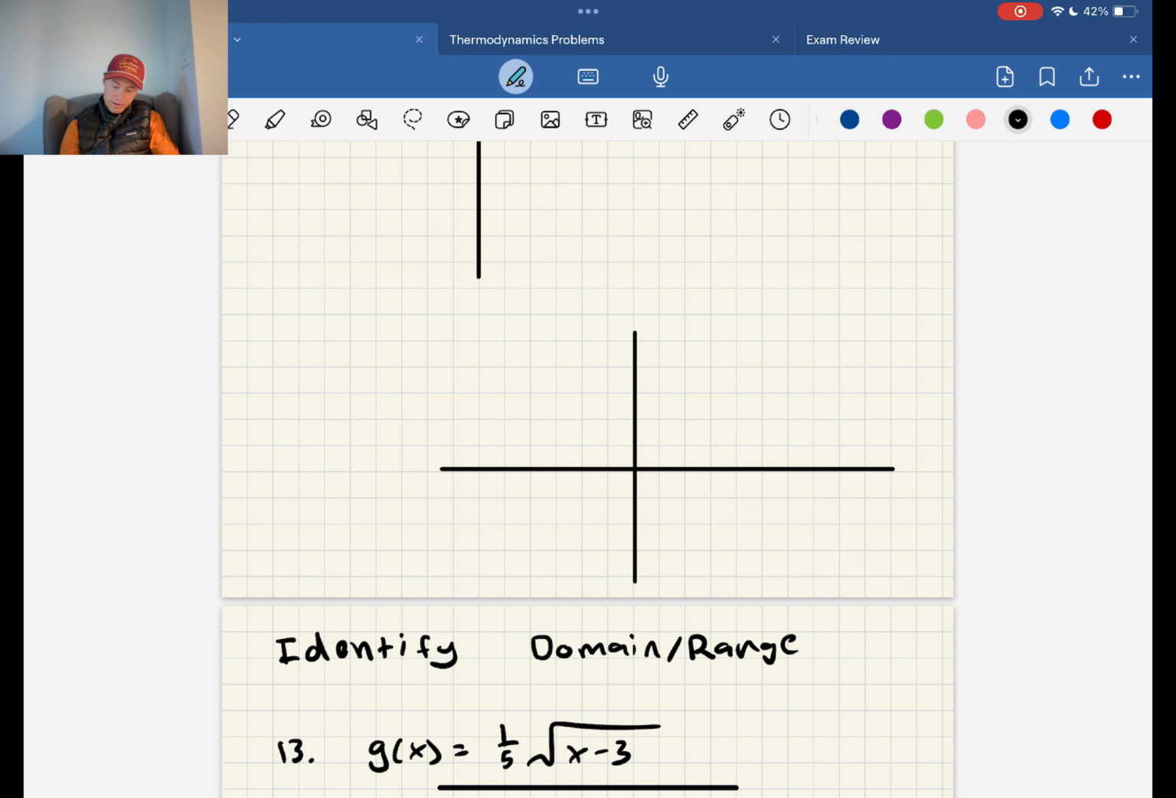Okay, here's the parent function, cube root x: 0, 0, 1, 1, and then 1, 2, 3, 4, 5, 6, 7, 8. Notice I'm just choosing very even points, right? So when x equals 8, y equals 2, that's why I'm choosing these points. 1, 2. Okay, here's our parent function in purple.